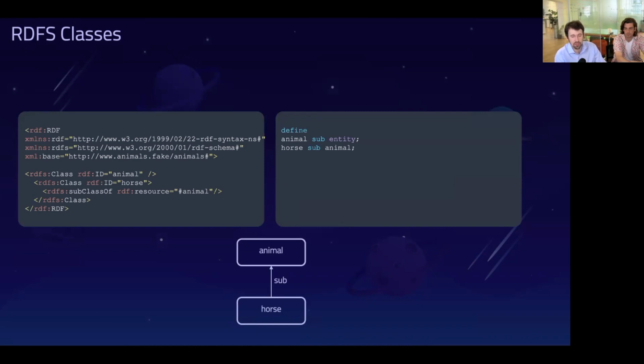So using the keyword sub, we would declare in our schema. So right now we're looking at the schema language. Before we were looking not at the schema language. And the schema language here shows us that an animal is a subtype of an entity, and a horse is a subtype of an animal. So we're saying that all horses are animals, but not all animals are horses.